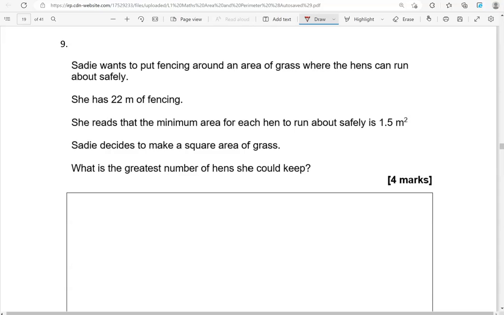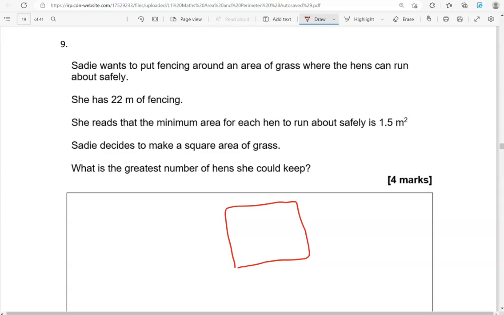Sadie wants to put fencing around an area of grass where the hens can run about safely. She has 22 meters of fencing. She reads that the minimum area for each hen to run about safely is 1.5 square meters. Sadie decides to make a square area of grass. What is the greatest number of hens she could keep?